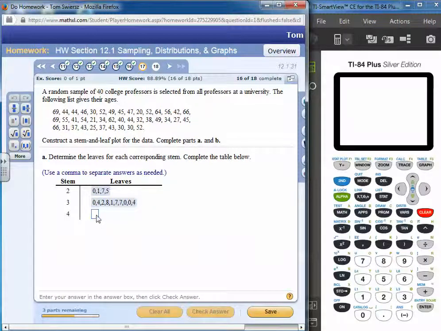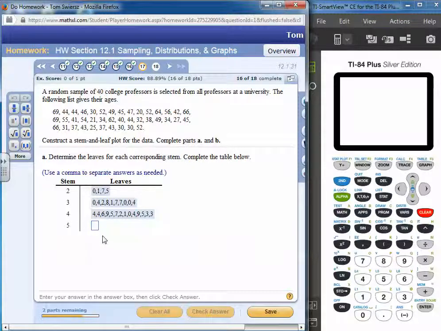In the 40s, there was a 44-year-old, a 44-year-old, 46, 49, 45, 47, 42, 41, 40, 44, 49, 45, 43. All right, got the 40s right.